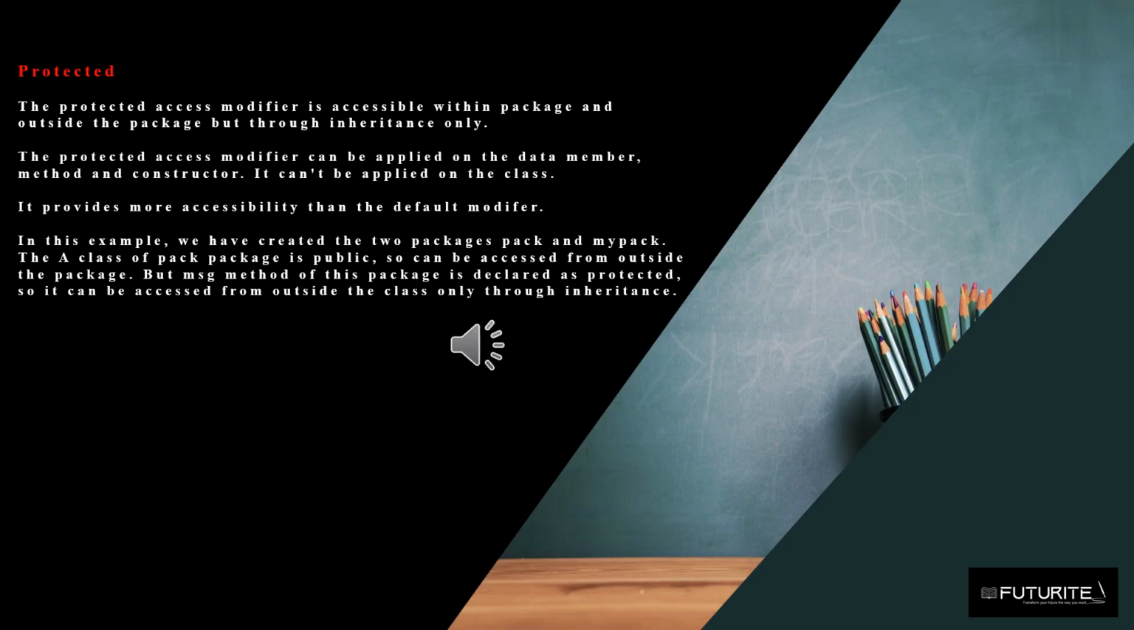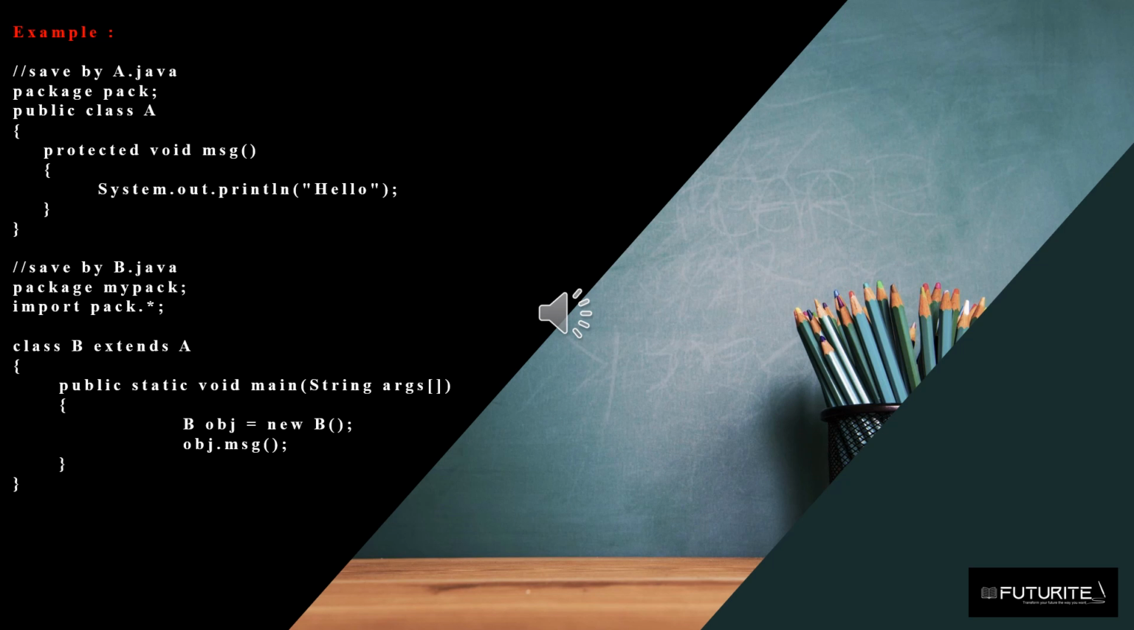Now let us understand about protected access modifier through example. So what does the protected access modifier signify? That a member of a package can only be accessed from outside the package but through inheritance. Here we have two packages, pack and mypack. In mypack we are importing all the members of pack package through import pack.star.